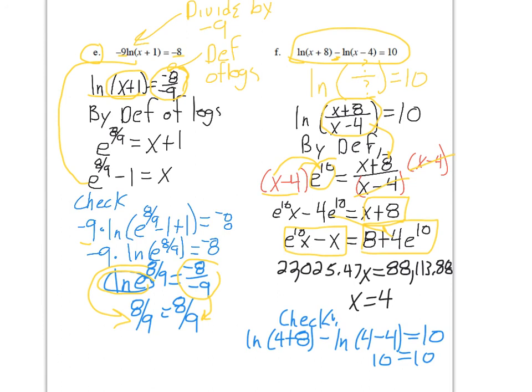That comes out to be 88,113.88. On the left side, e to the 10th minus 1 gives me 22,025.47 times x. Divide by that 22,025.47 and x comes out to be 4. Plug that in, check your work. 10 equals 10. If you want to pause this and look back through it, that's fine.